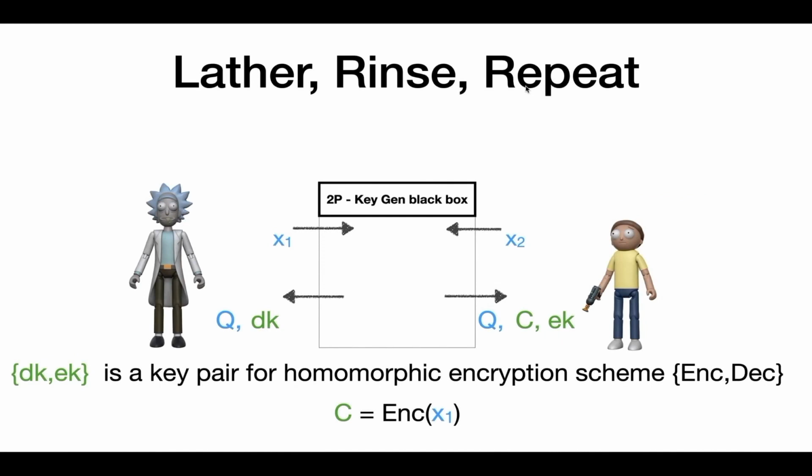What is important to note is that as part of the output, we introduce another cryptosystem, marked here in green, which is a homomorphic cryptosystem. In particular, Rick generates a private key, and Morty learns the corresponding public key, together with the ciphertext C. This ciphertext is an encryption of Rick's secret X1.